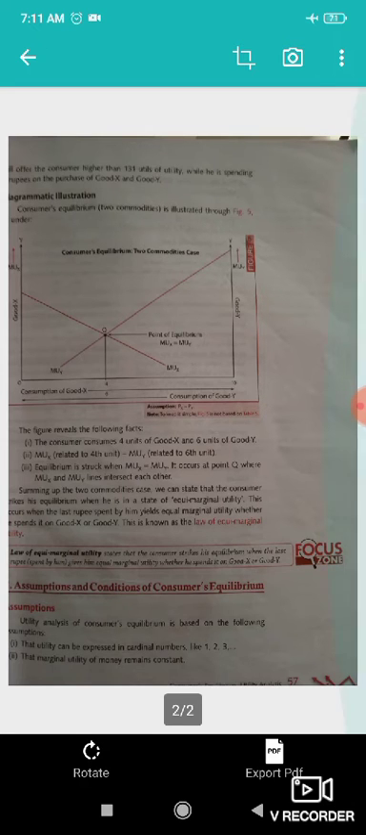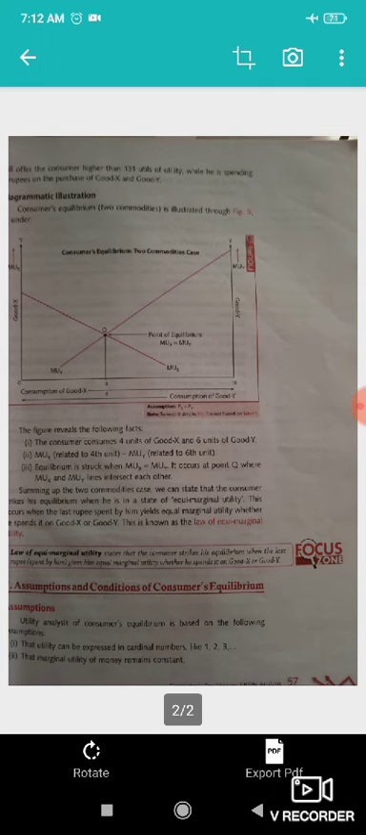So what is the consumer equilibrium point? As you can see in this graph, the point at which both values become equal is the consumer equilibrium point. Now in this graph you can see there is one MUX curve and one MUY curve. This is the two commodity case graph.